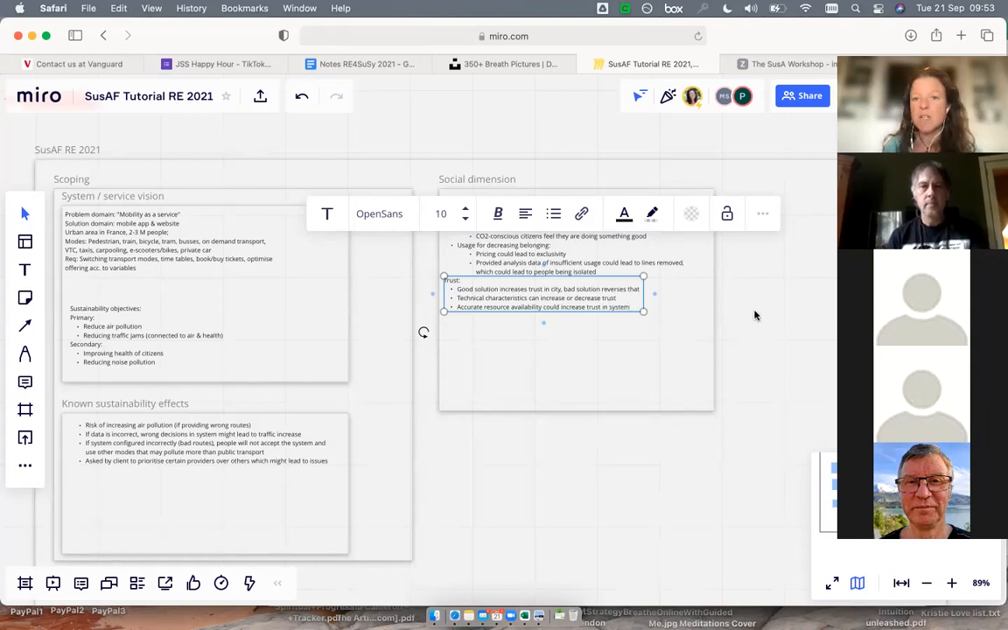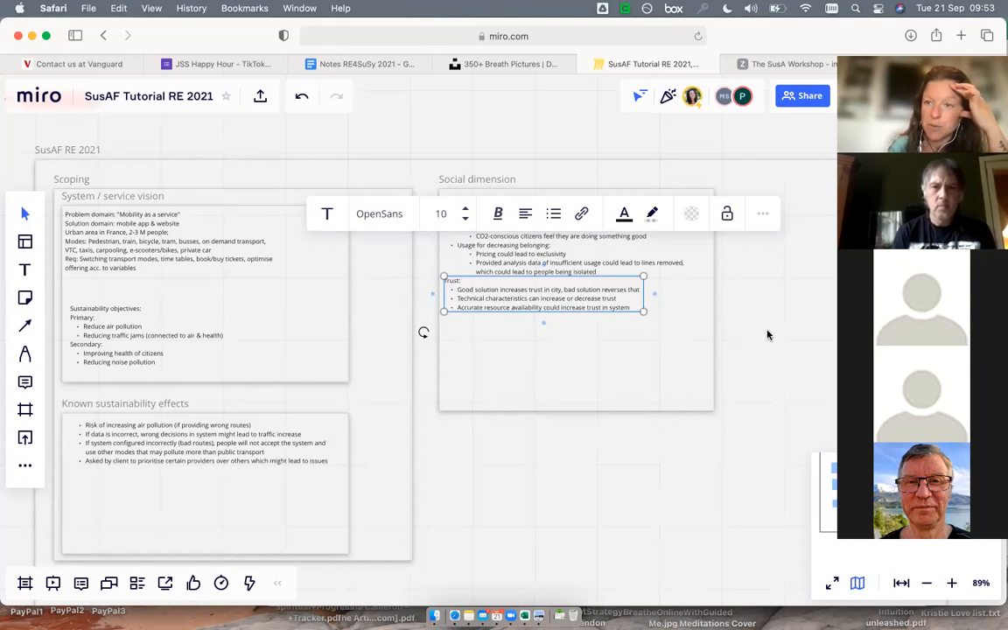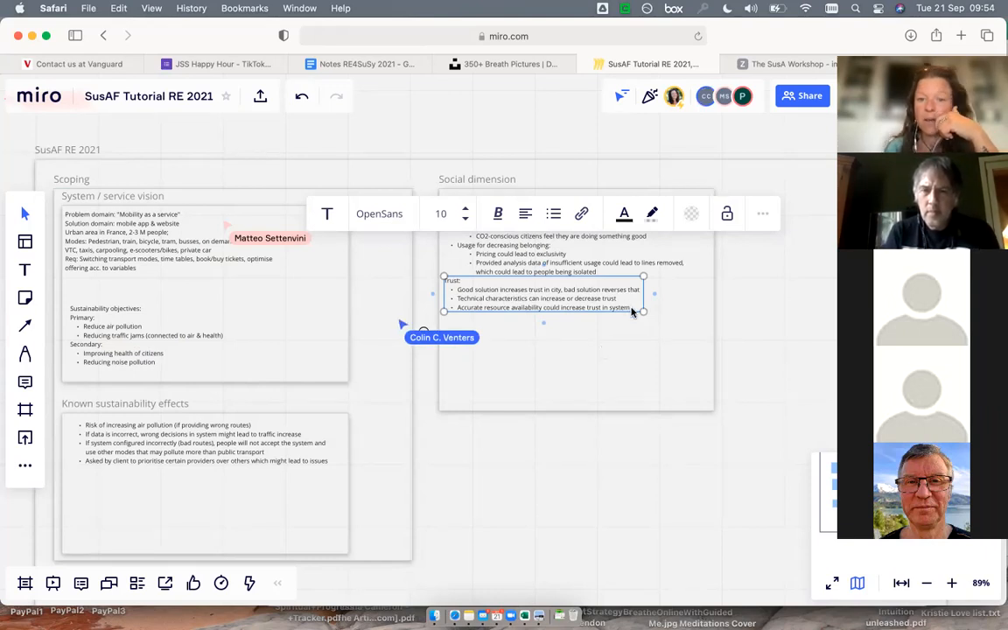So the way I would phrase it here is it's not a concern in terms of you having responsibility for that. We can observe, however, that accurate resource availability, for example, knowing whether e-bikes are actually available at that particular drop-off or pickup point, could increase the trust in the system. Perfect. So that's already an action of how we could increase the trust in the system. Very nice.